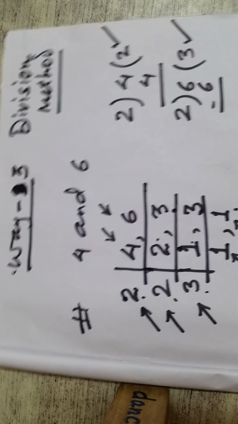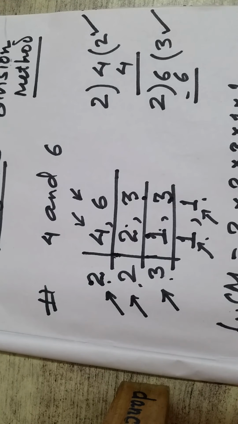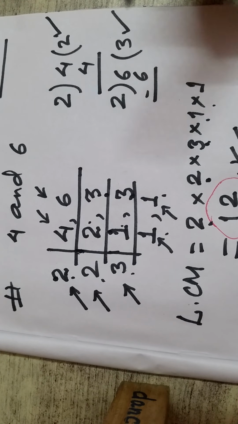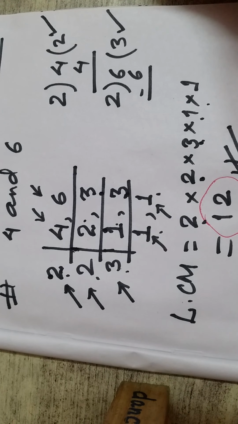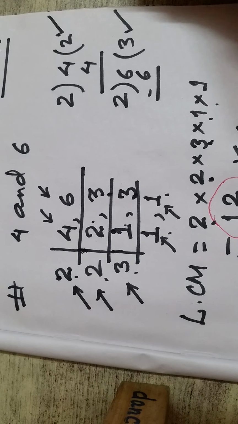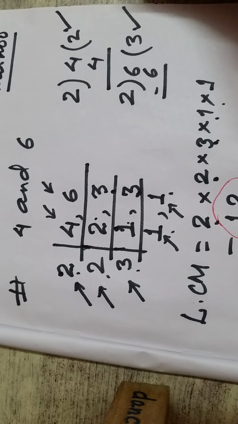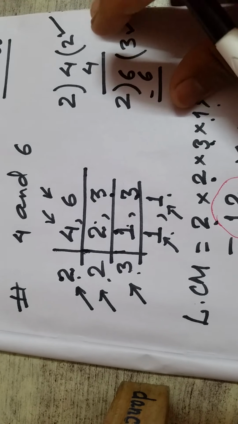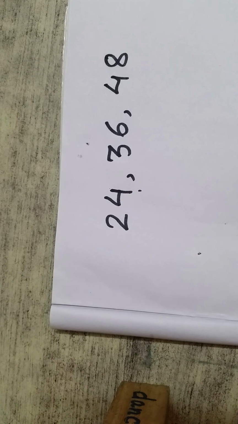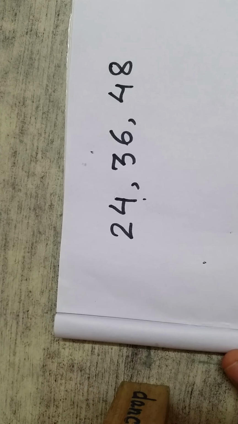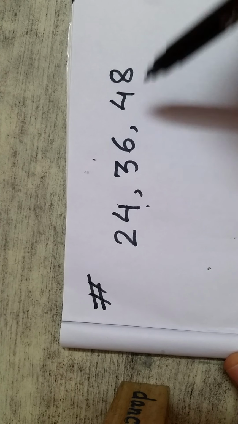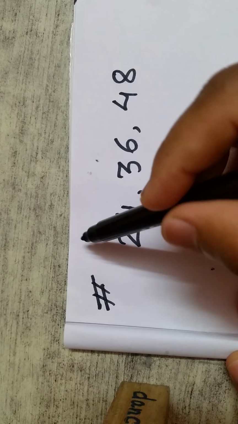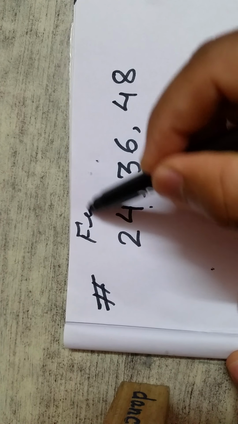This division method can be easier than the other methods, because even for greater numbers we can find it within less time. So let's see another example. Let's take three numbers, 24, 36 and 48, and the question is to find the LCM.